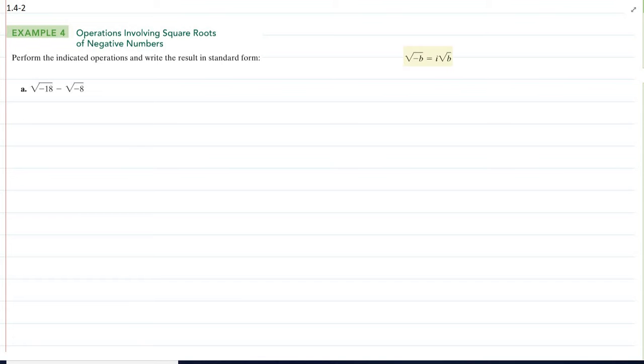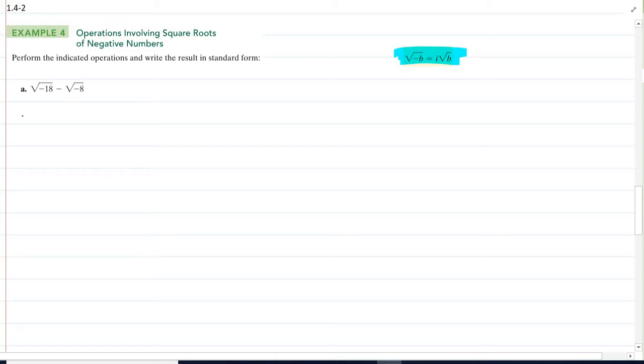So before we start, we need to know this right here. Anytime we have a negative number under the square root, so we're going to have the square root of negative b equal to i square root of b. So you need to remember this. Let's work on part A.